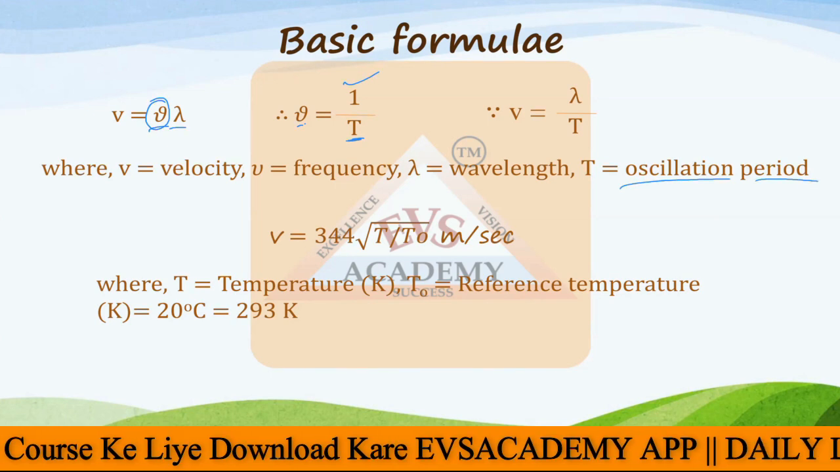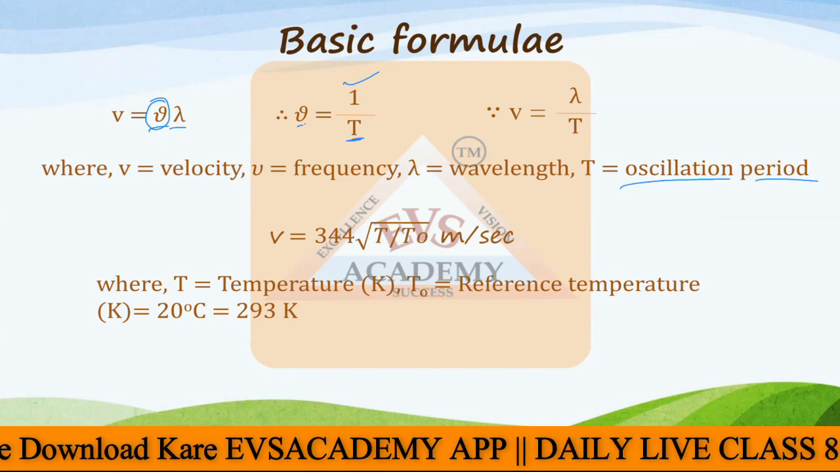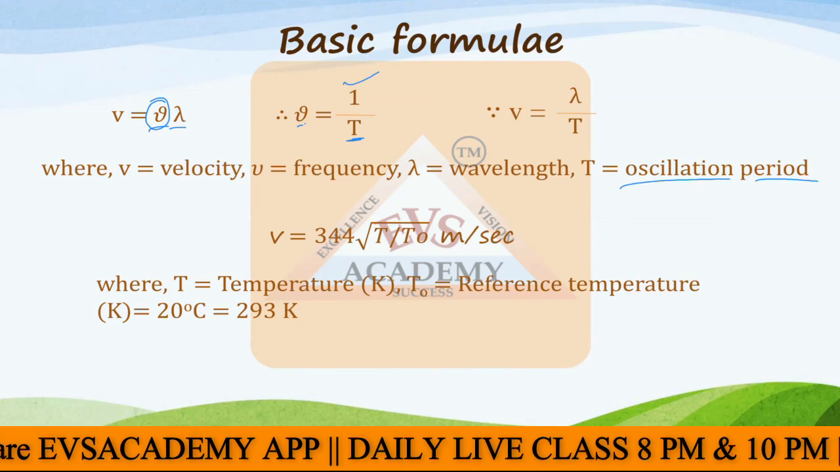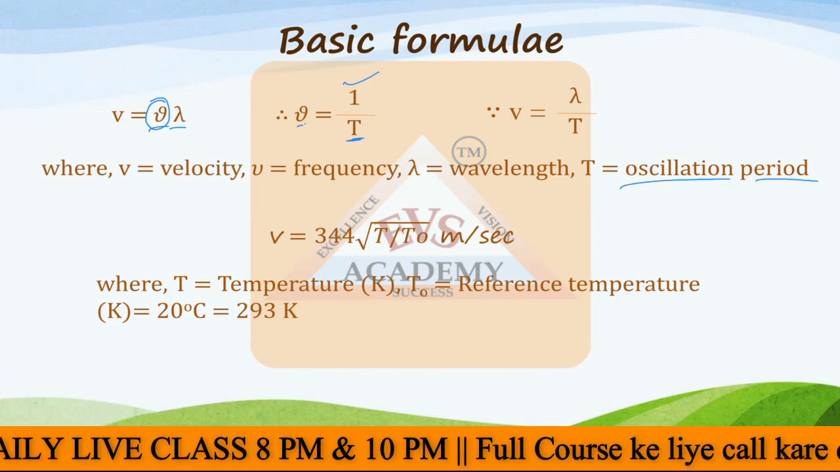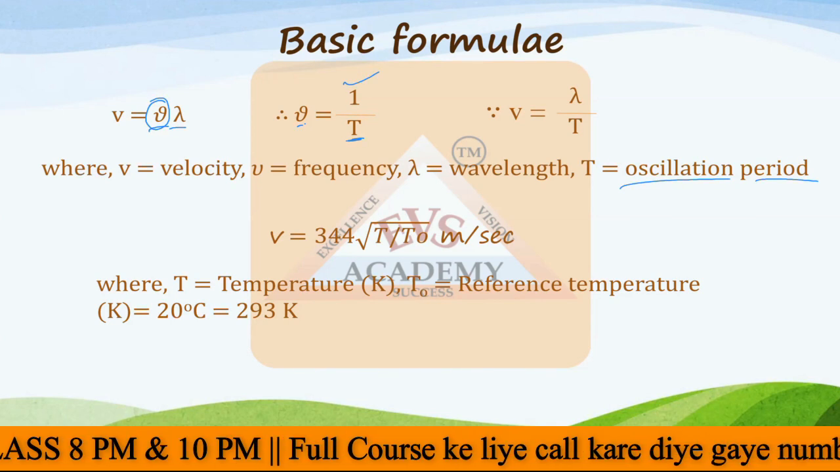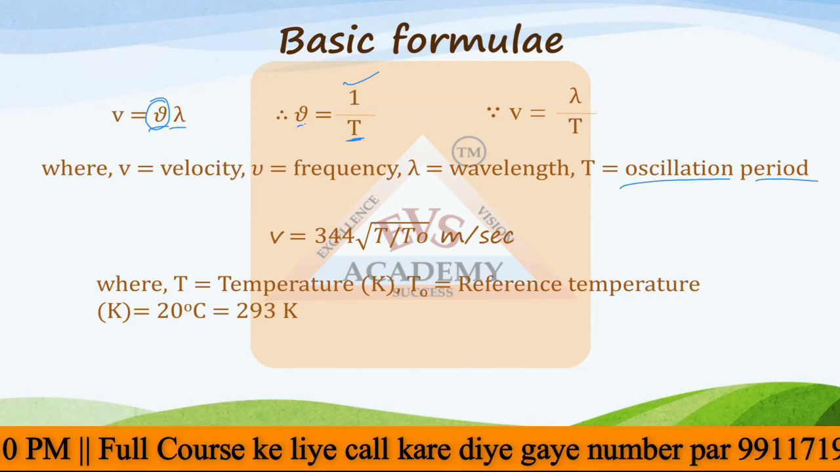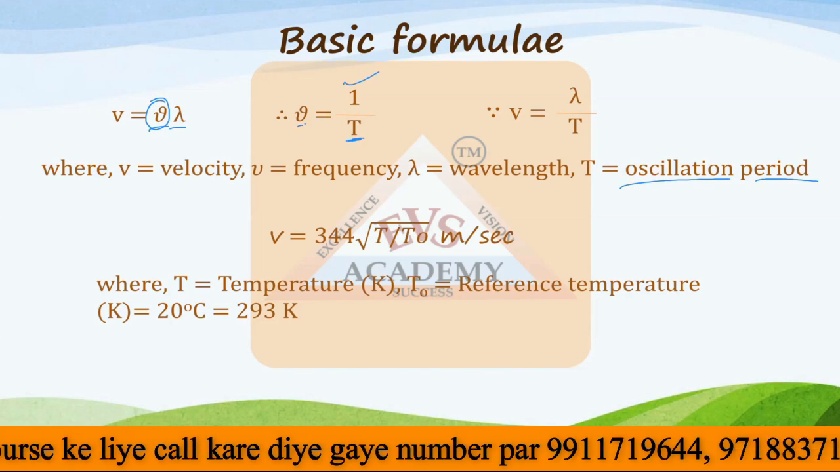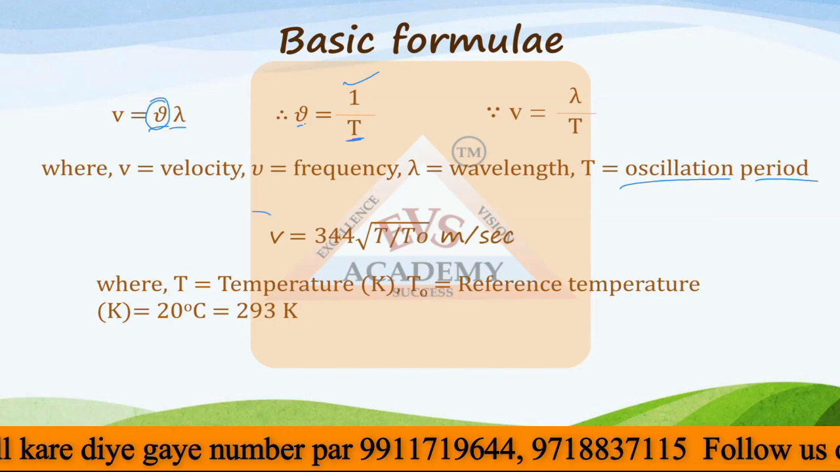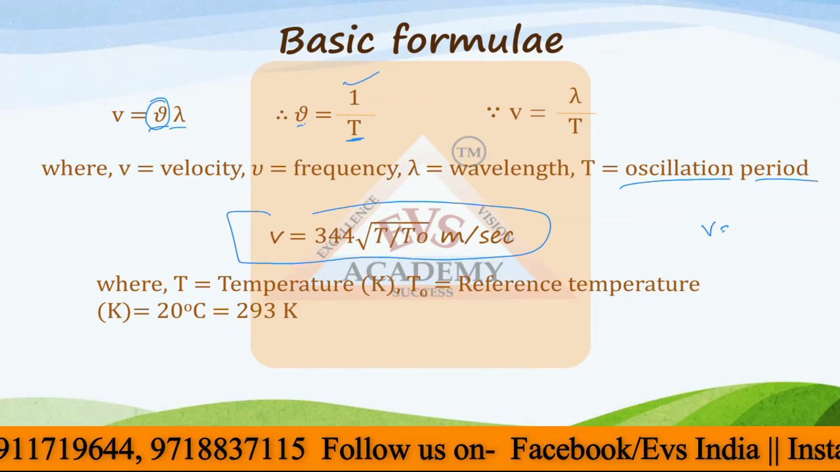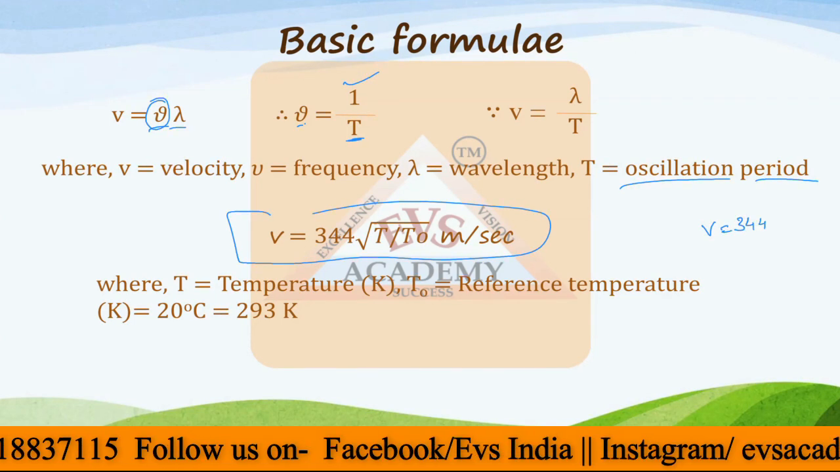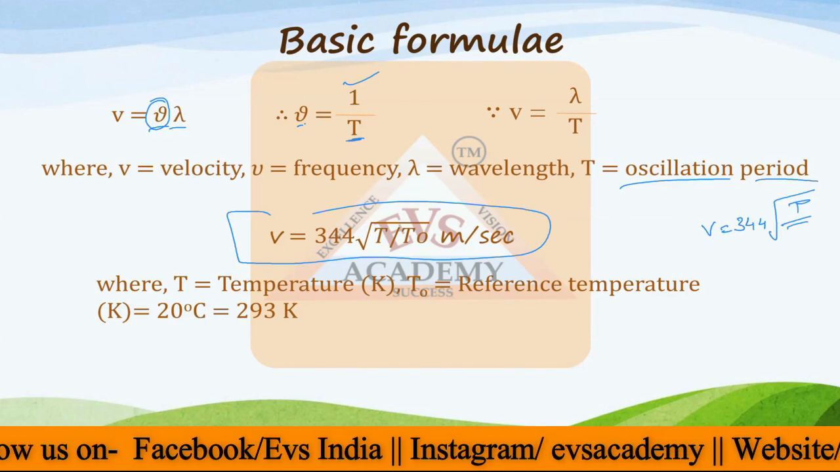So in per unit time, how many times is it oscillating? It is going from wave crest to crest or wave trough to trough. That is what the oscillation period is. So that is how you can calculate the velocity of any wave. Now, the velocity of any wave can be calculated with the help of this formula as well. The velocity of any wave, v, is equal to 344 under root T divided by T naught.